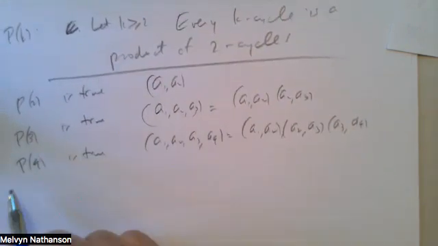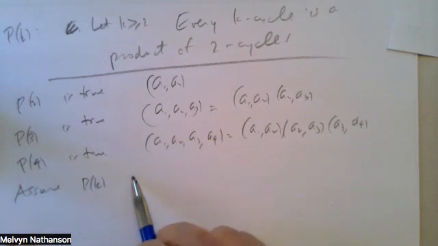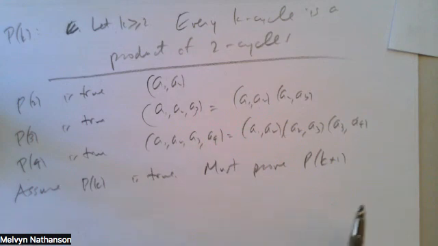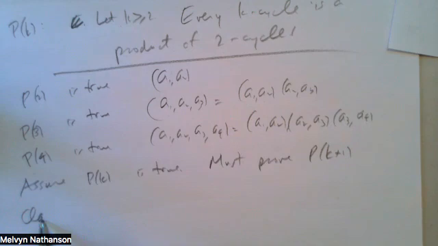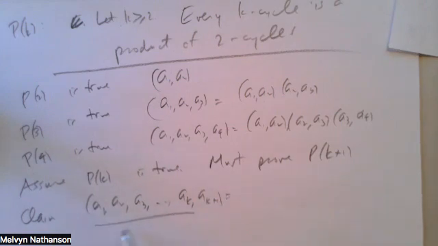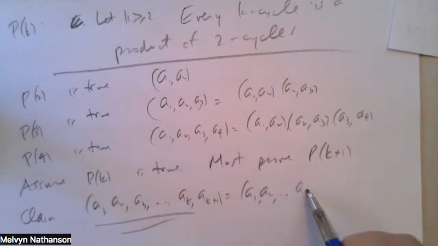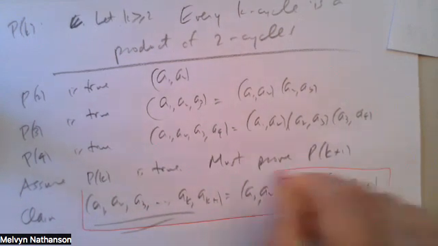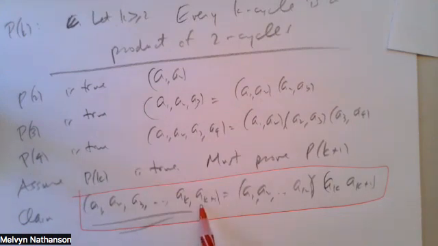So let's give a proof by mathematical induction. Assume P of K is true. We must prove P of K plus 1. So how do I prove this? I claim if I take a K plus 1 cycle, that I can write this as this K cycle times the 2 cycle (AK AK plus 1). So the first step is to prove this algebraic identity: a K plus 1 cycle is a K cycle times a 2 cycle. And again, how do we prove this? We just apply this.